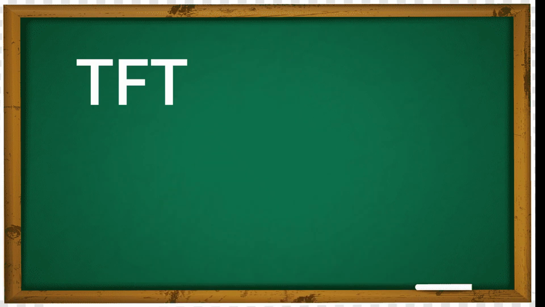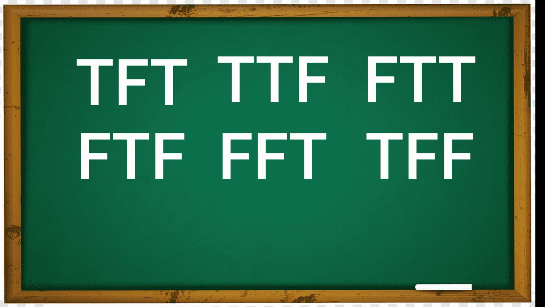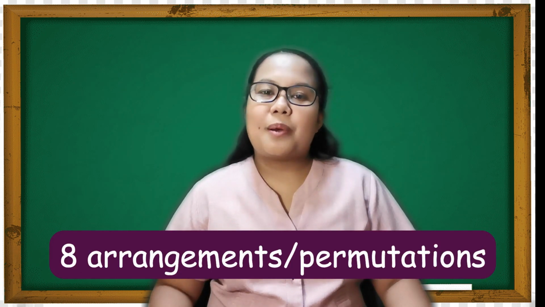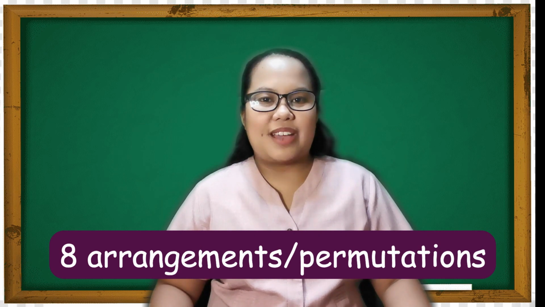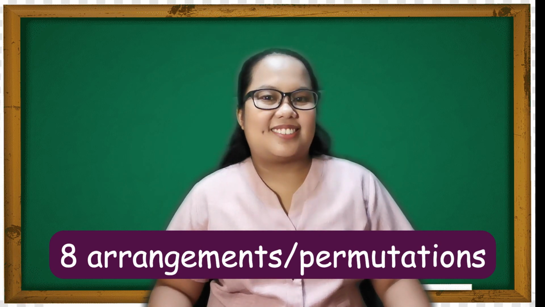Let us list. TFT, or true for number 1, false for number 2, and true for number 3. We have true, true, false; false, true, true; false, true, false; false, false, true; all true; and all false. There are 8 possible permutations of answers that I can have in this 3-item test.